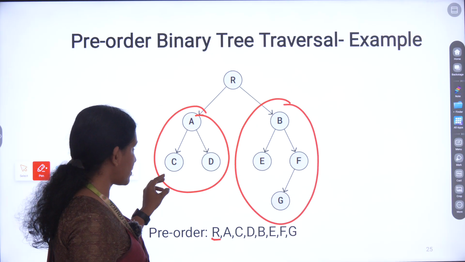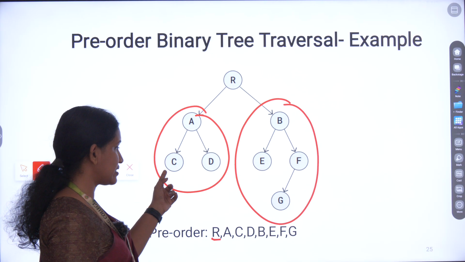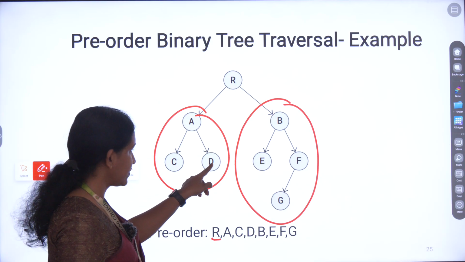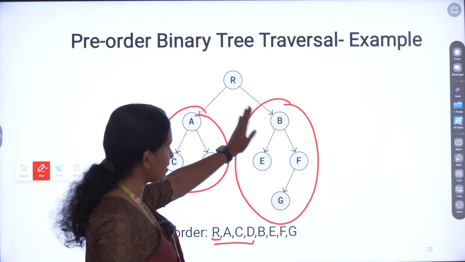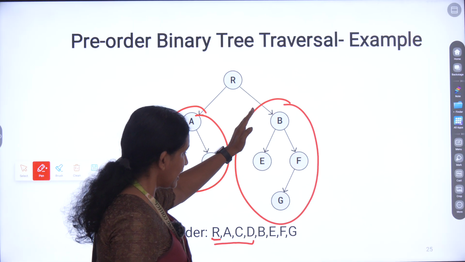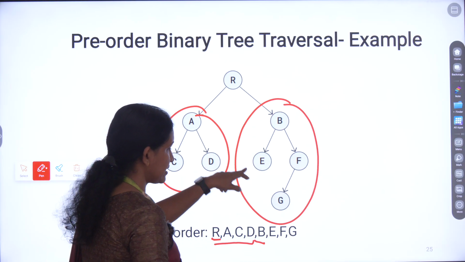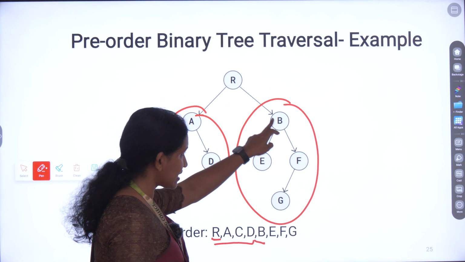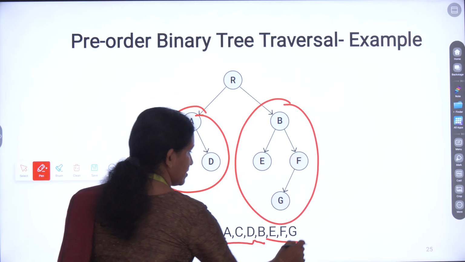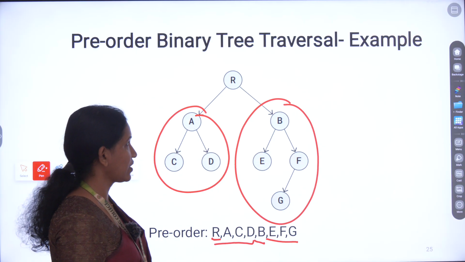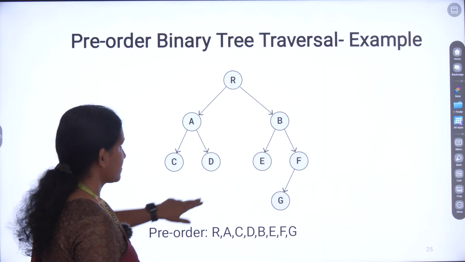So from the left subtree, first again it will choose the root, that is A, then its left child C, then its right child D. So that completes the left subtree. Now we'll go to right subtree. In the right subtree again we'll start with the root, that is B, then its left child E, then its right child F, and its left node, that is G. So this is the pre-order traversal of this particular tree.